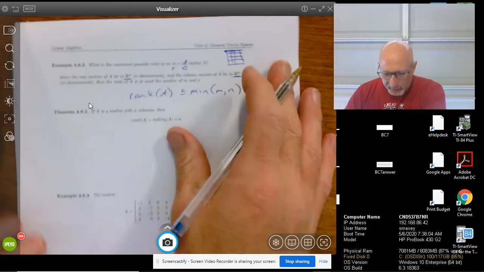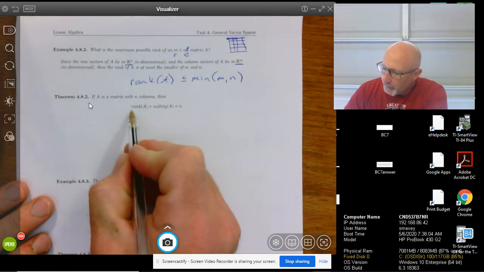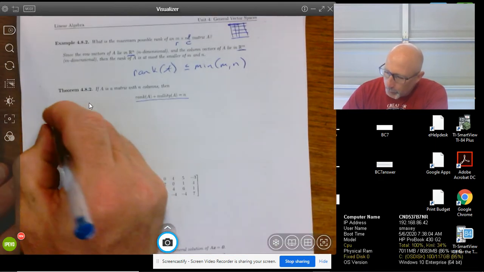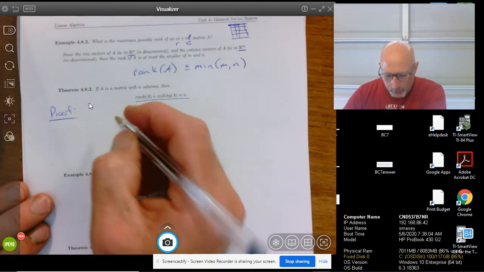Okay, so theorem 4.8.2. If A is a matrix with n columns, then the rank of A plus the nullity of A is equal to n. So proof here. It's kind of a loose proof, more of a talk through.